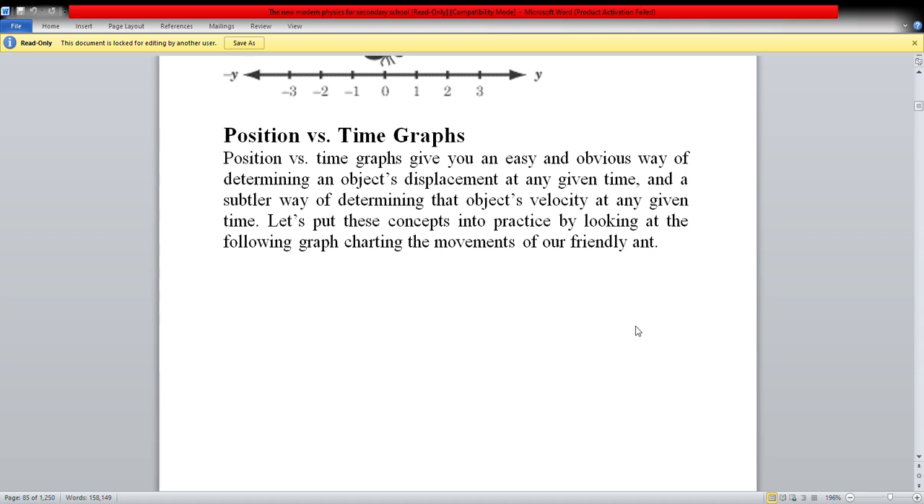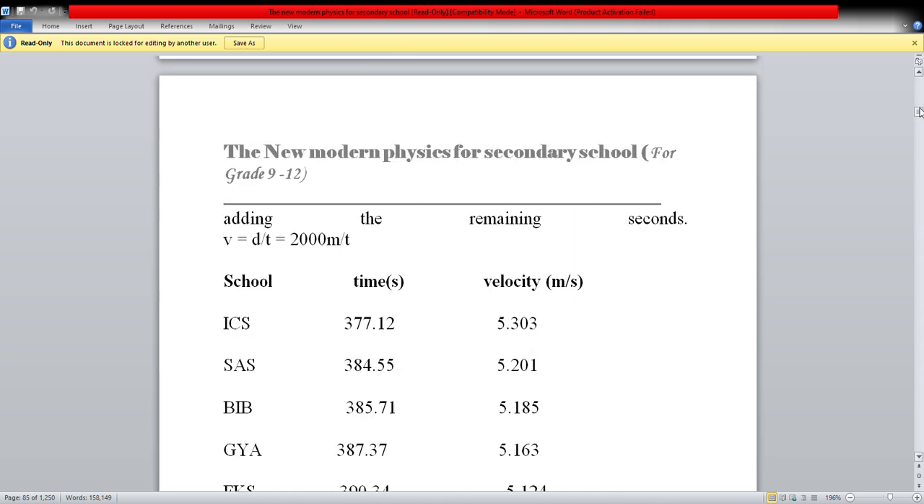Let's revise the position versus time graph. From the following graph, you can see the graph below and do some examples.